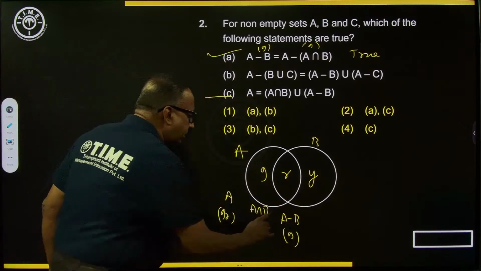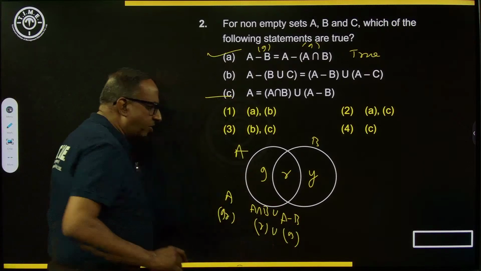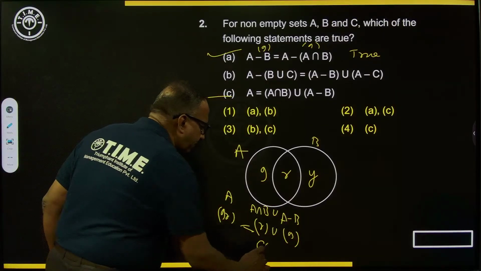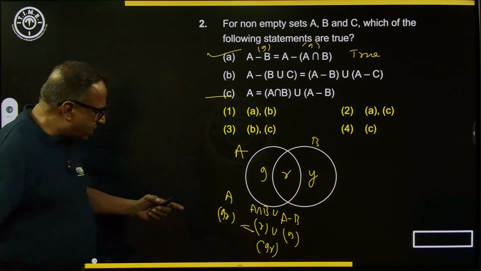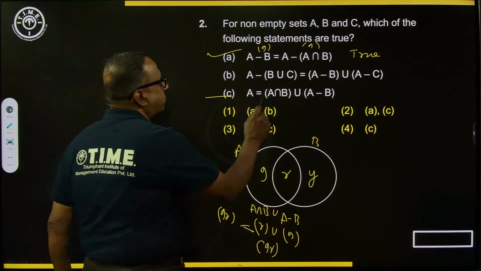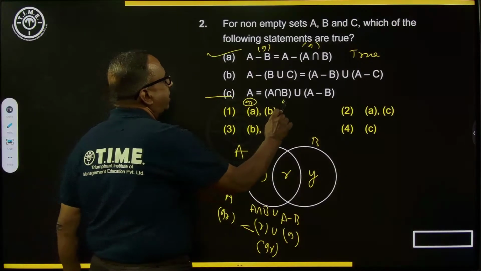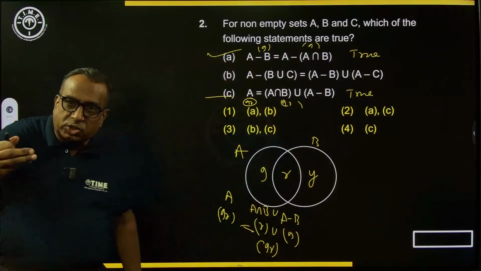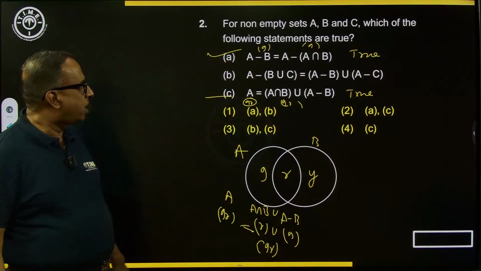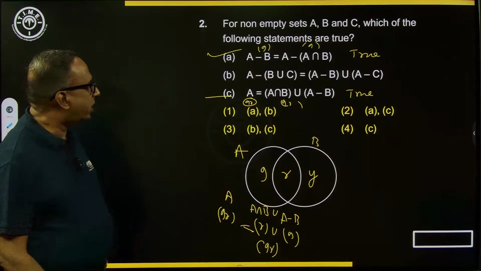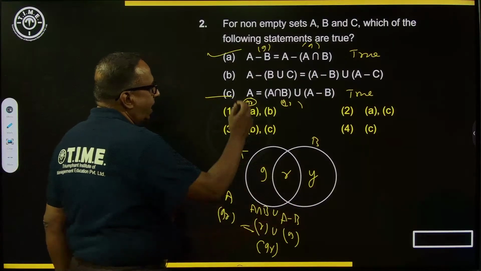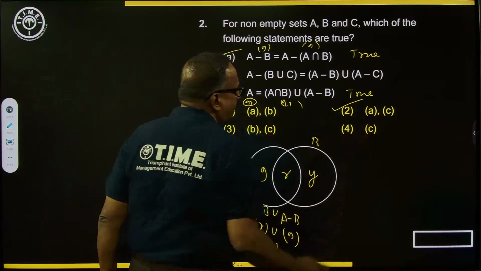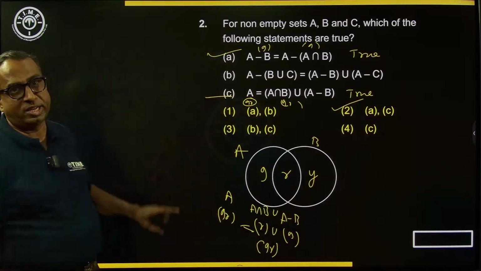What are we doing? We are taking the union of this. What is the union of red, green? The union of red, green is green, red, or red, green. Order doesn't matter. Is green, red equal to green, red? Yes. So the third statement is also true. A is true, C is also true. So without checking B, A is true and C is true, we don't even have to check the B statement.